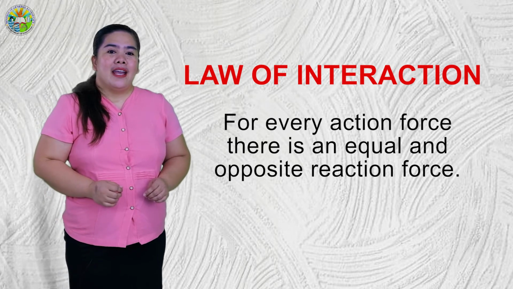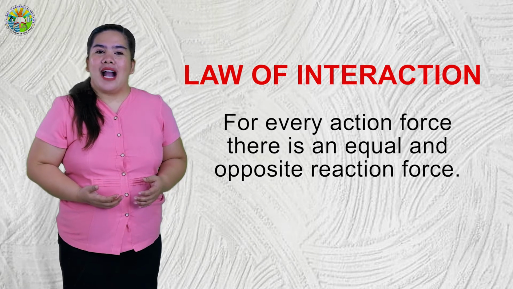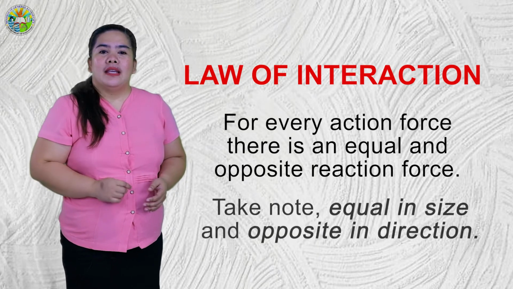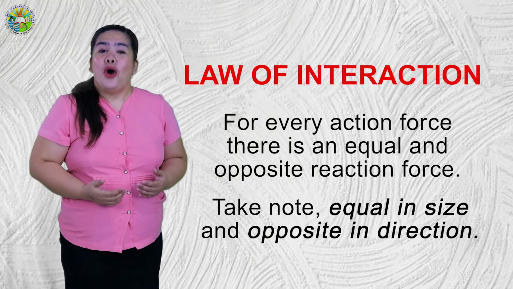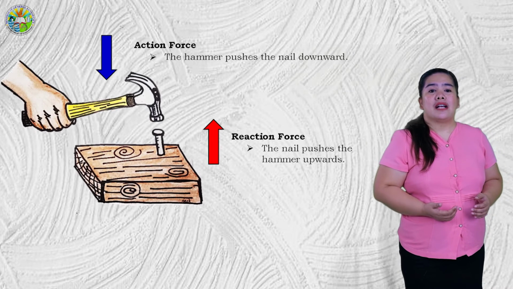It states that for every action, there is an equal and opposite reaction. Take note, equal in size, opposite in direction. Thus, if object A exerts a force on object B, then object B must exert a force of equal magnitude and opposite direction back on object A. Moreover, forces always come in pairs. This pair is known as an action-reaction force pair.